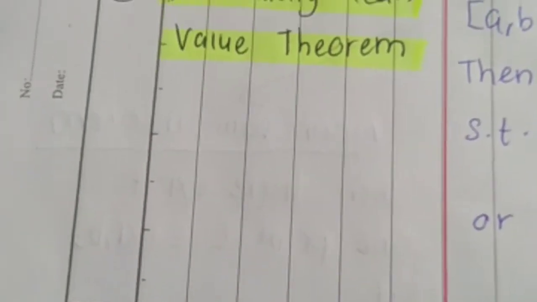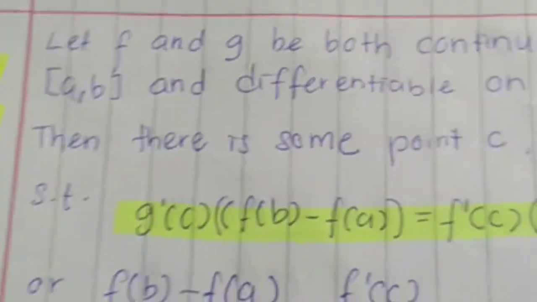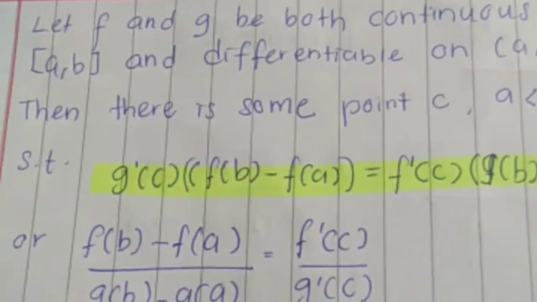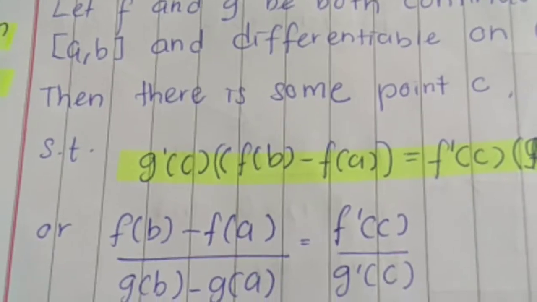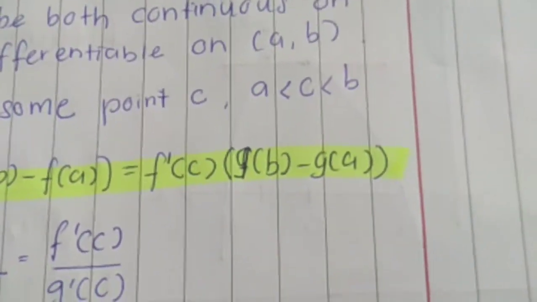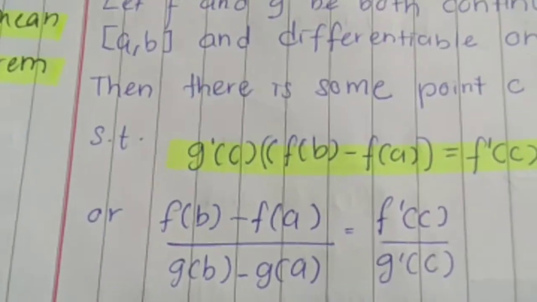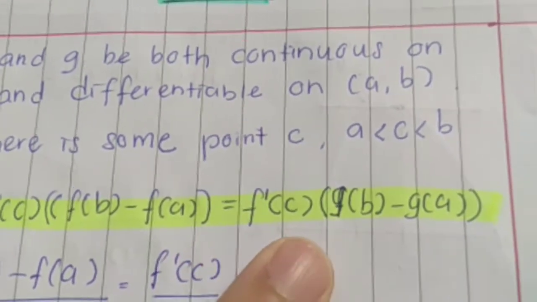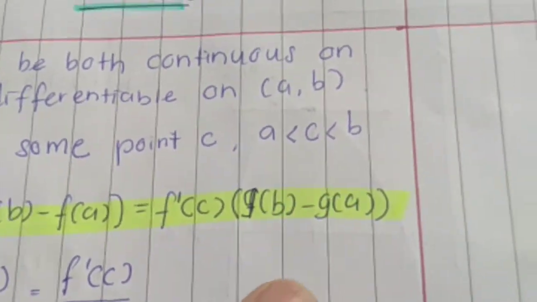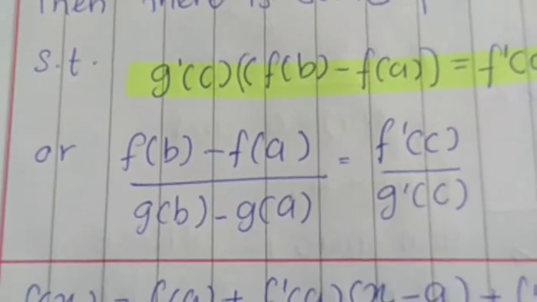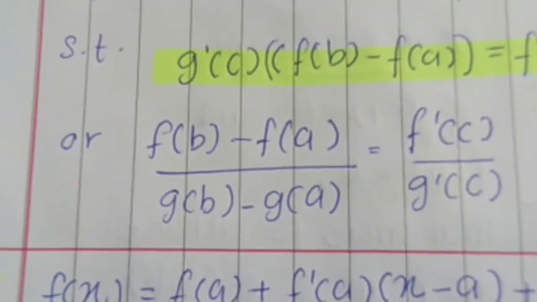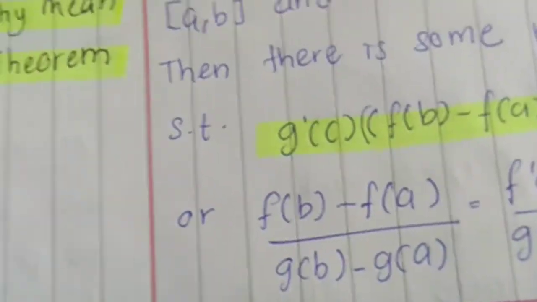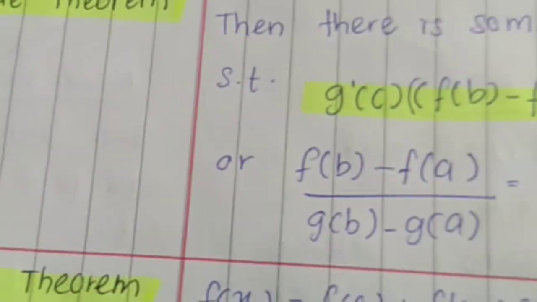So next, we have the Cauchy mean value theorem. Let f and g be both continuous on the closed interval [a, b] and differentiable on the open interval (a, b). Then there is some point c between a and b, such that g prime of c times (f(b) minus f(a)) equals f prime of c times (g(b) minus g(a)). This formula actually comes from f(b) minus f(a) over g(b) minus g(a) equals f prime of c over g prime of c. So this is what they call the Cauchy mean value theorem.